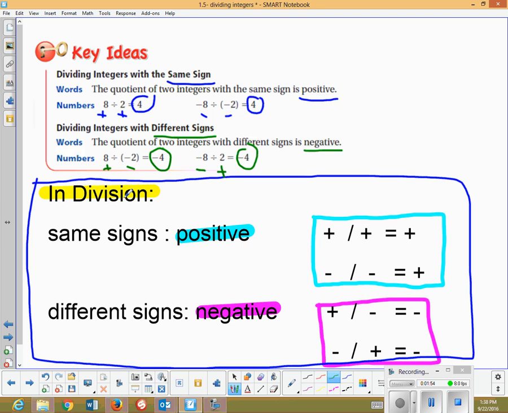So if you're looking at this thinking to yourself, this looks like the last lesson we did, it's because it's the same rules. If you have the last rule memorized, it's the same rules we're going to use today, except today we're going to divide. So let's go ahead and start with an example.